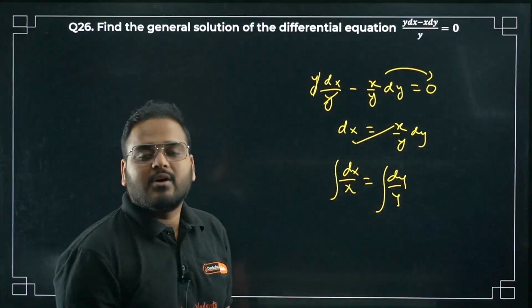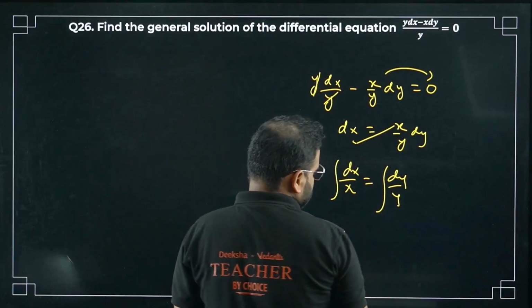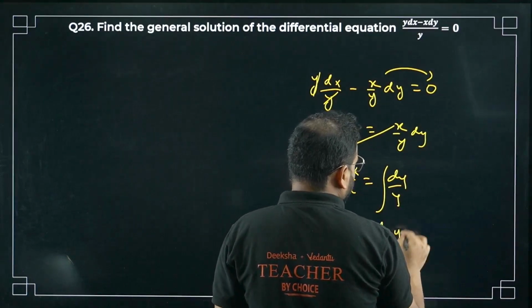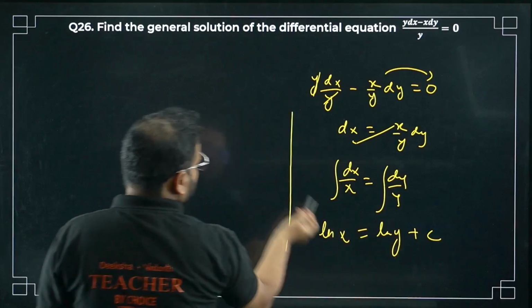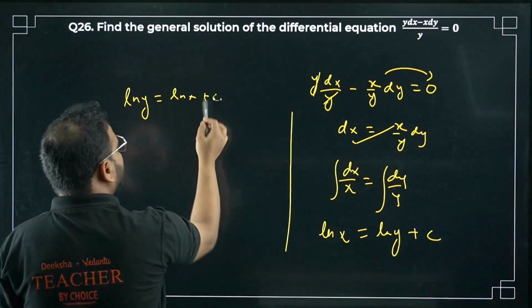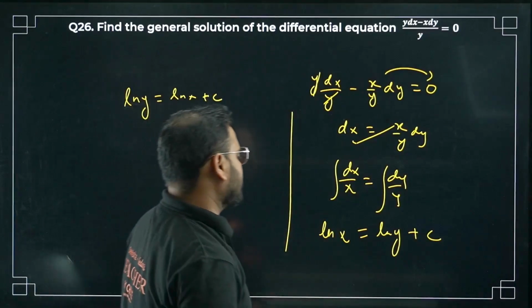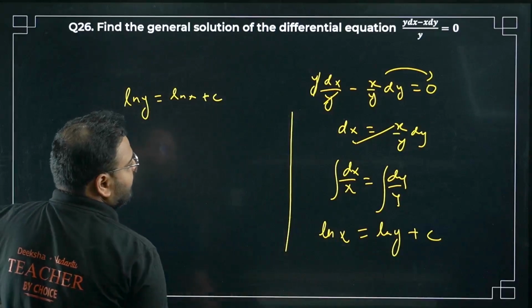What approach is this? The variable separable approach. What do you get over here? ln x equals ln y plus c. We can use it any way. I can use it like this also: ln y equals ln x plus c. Anything is correct, anything is okay. I can keep this plus c on this side also. Not a problem. So now what do I get?